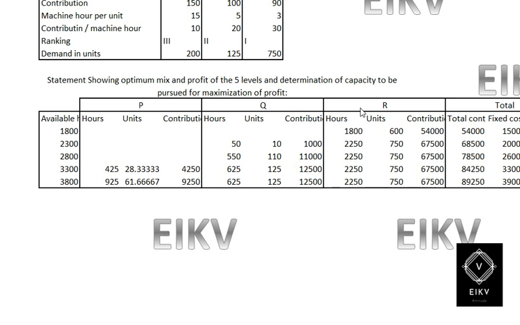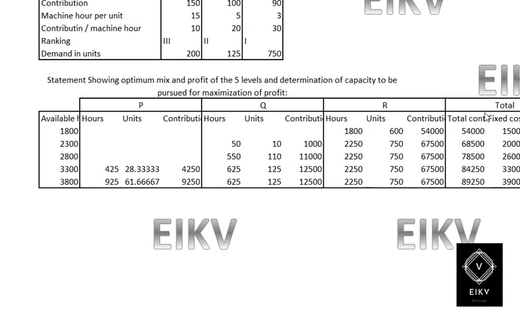So guys, first we need to take product R. The hours we have is 1800 hours. So 1800 hours will be allotted for product R. The maximum demand for product R is 750 units, but for 1800 hours we can produce only 600 units.